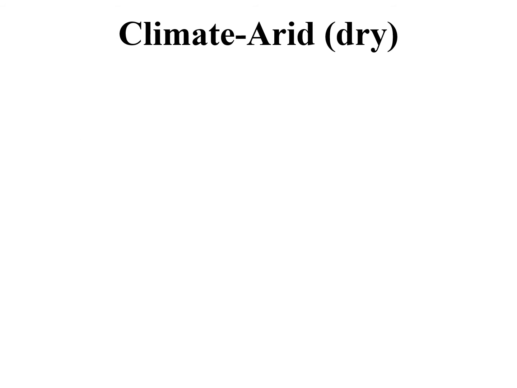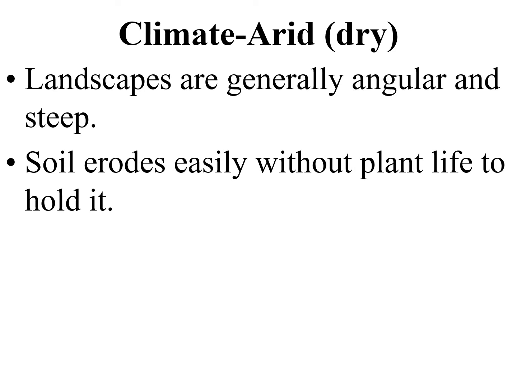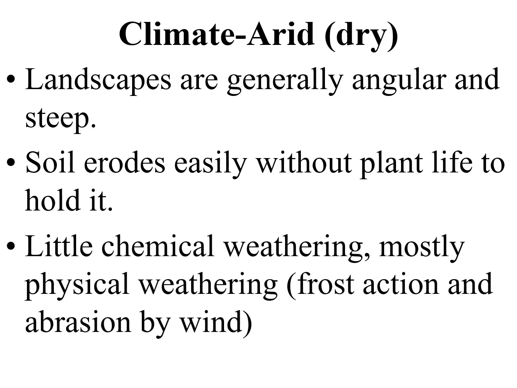Arid means dry, so a climate that is arid. What's that going to look like? Well, landscapes are generally angular and steep. The soil erodes very easily, simply because there's no or very little plant life to hold it. Wherever plants are, they hold on to the soil, but if it's dry enough, you can only support a plant every so often. So much of the soil is just empty, and water and wind, when it does rain or when it does blow, will take that stuff away.